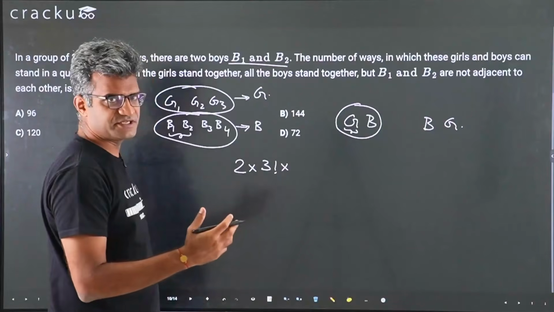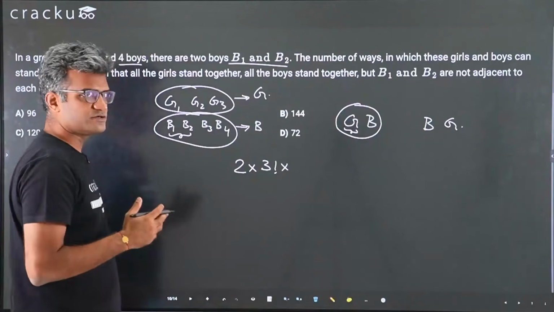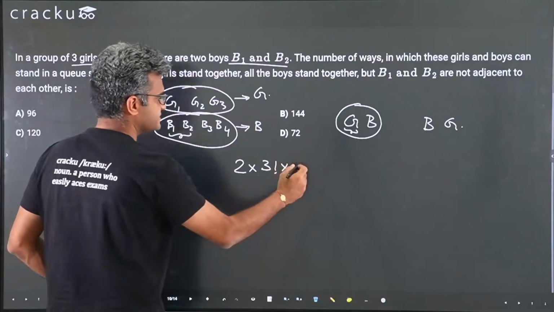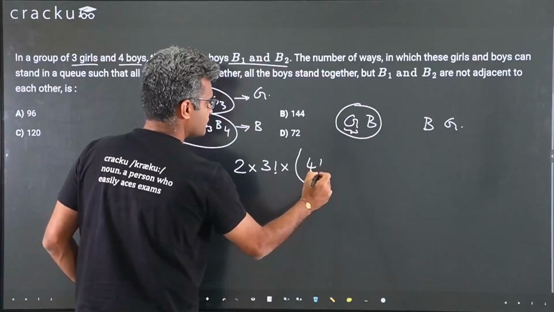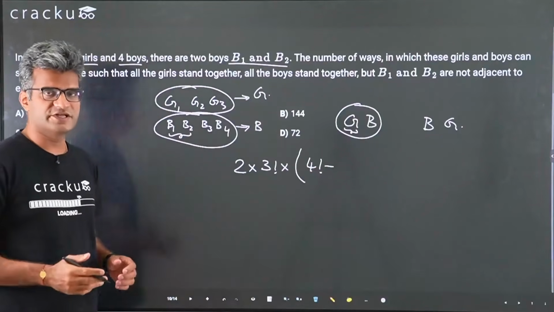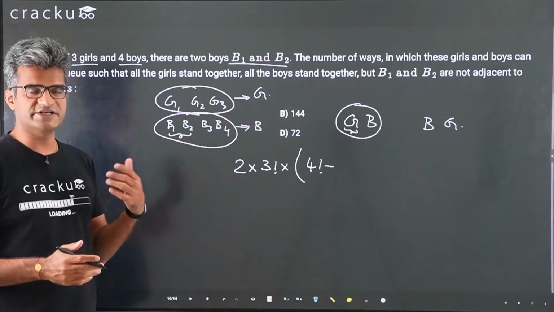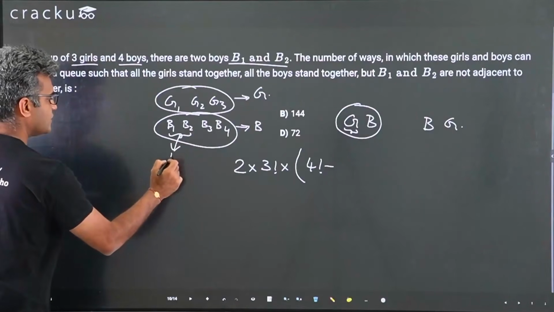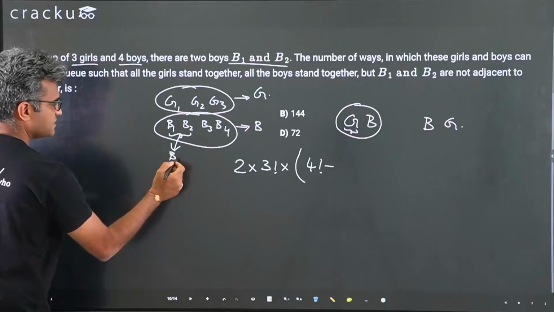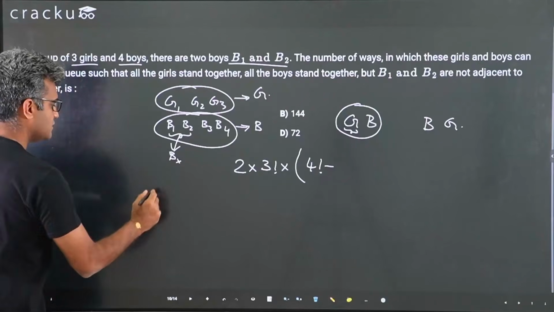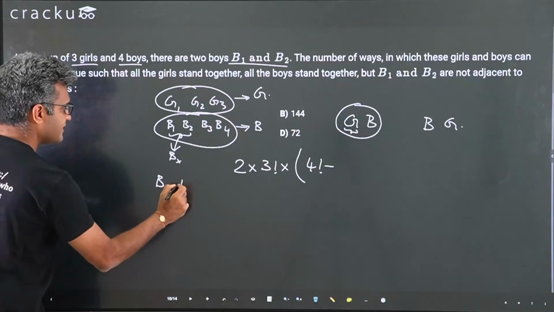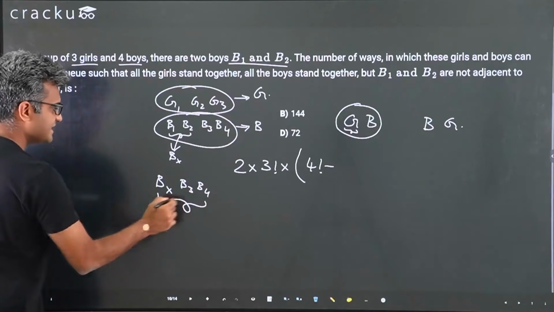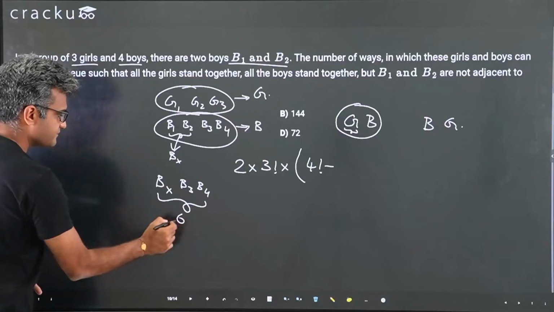So without that restriction, if there is no restriction that B1 and B2 cannot stand adjacent to each other, the number of ways in which we can arrange them is 24 ways, which is 4 factorial. But amongst those, there will be some cases in which B1 and B2 are adjacent to each other. How many such cases exist? Let us assume that B1 and B2, we call them together as say Bx. Now we have Bx and we have B3 and we have B4. Now these three entities can be arranged in 6 ways.